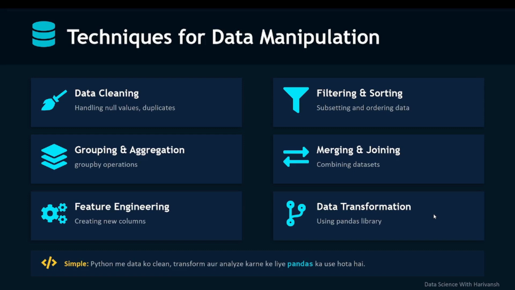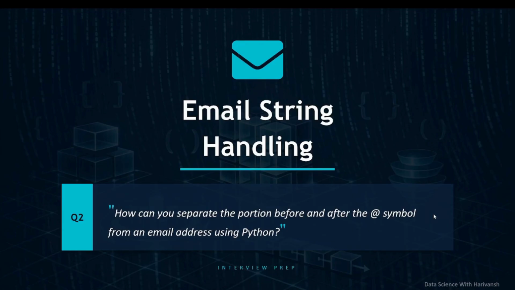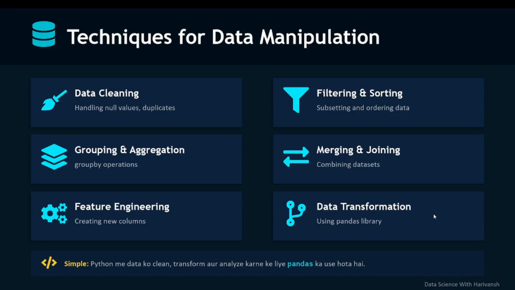Once the data is clean, you move into filtering and sorting. This is about subsetting your data, extracting only the rows or columns that matter for a specific hypothesis and ordering them logically to spot trends. Next, we're looking at grouping and aggregation. Using the groupby function in pandas allows you to split your data into groups based on categories like region or month, and then apply statistical functions such as sum, mean, or count. This is how you turn granular data into high level business intelligence.